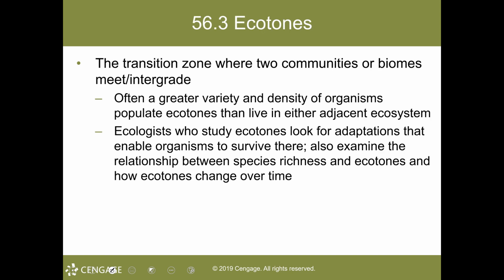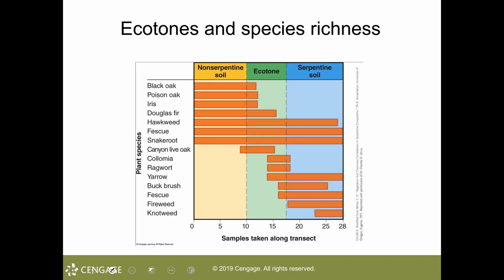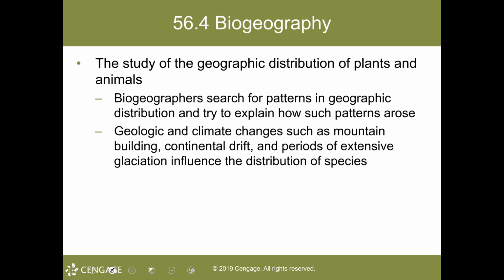So the ecotone, class, is that transition zone where two communities or biomes meet and integrate, and they're often quite high in species diversity, and that's good to know for your test. So lastly, class, is biogeography, which, as I say, is one of the most interesting things you can learn about. So biogeography includes the study that brings together the geographic distribution of plants and animals, including their geographic patterns, and explains how those patterns arise.